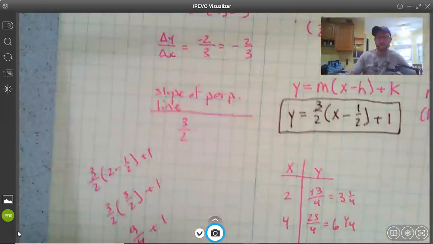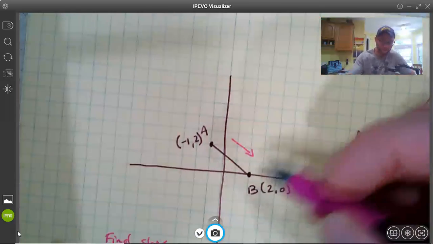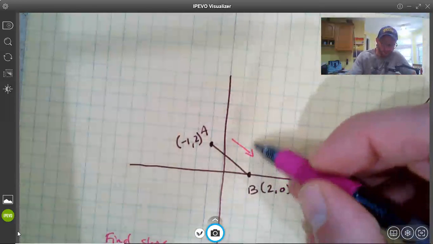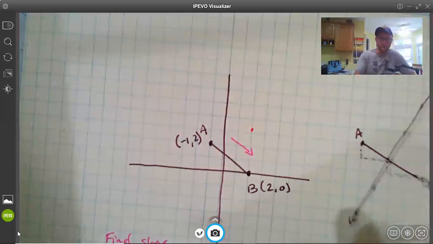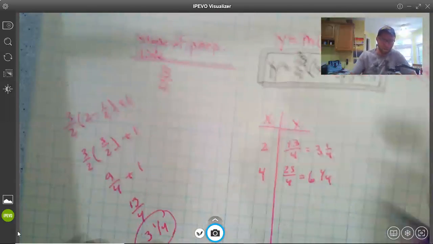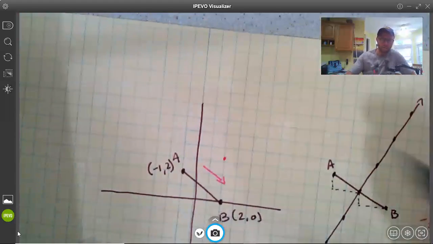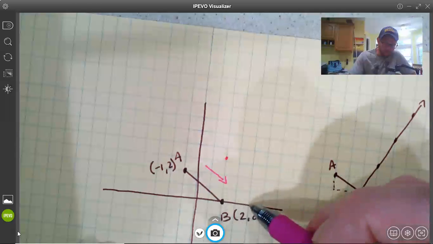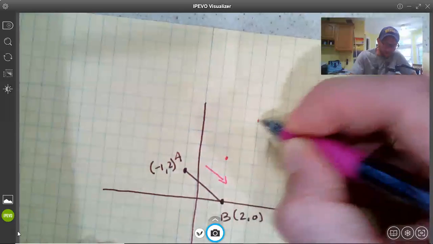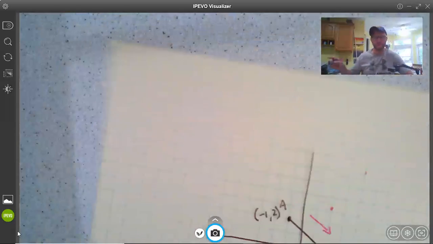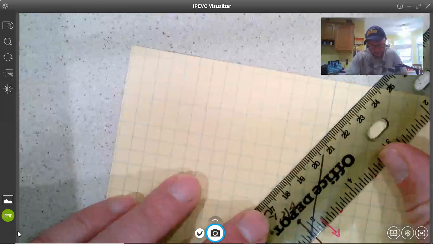So I can go plot these 2 points. So 2, 3 and 1/4. So let's see. There's 2 and 3 and 1/4, which is probably somewhere around right there. And our other point was 4, 6 and 1/4. So let's see. 1, 2, 3, 4. 1, 2, 3, 4, 5, 6. And just a little bit more. And I'm going to connect those 2 points with a line.